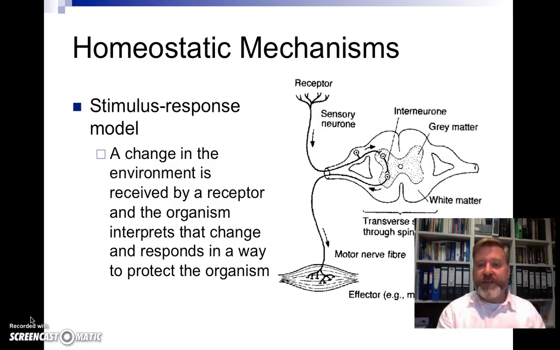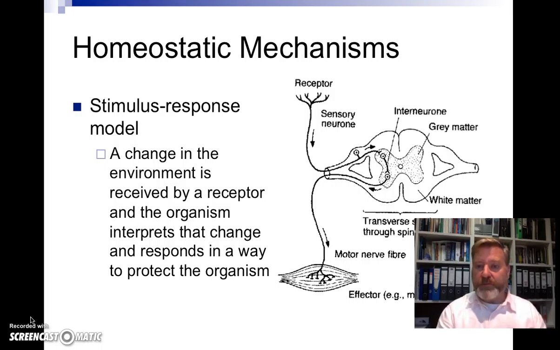That then sends a message along the sensory neuron into the central nervous system, where it's taken through the central nervous system by an interneuron and passed to a motor neuron, and it causes an effector, in this case in the picture a muscle, to contract or expand and create the correct response. And so this is a classic model for how we react to changes in our environment.